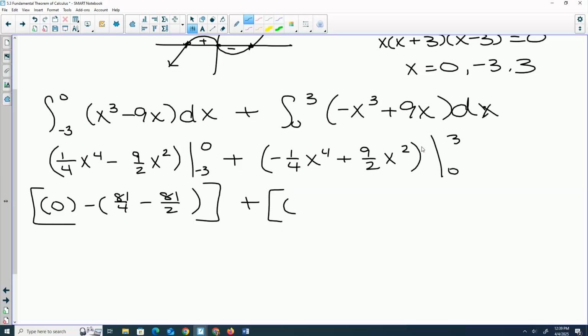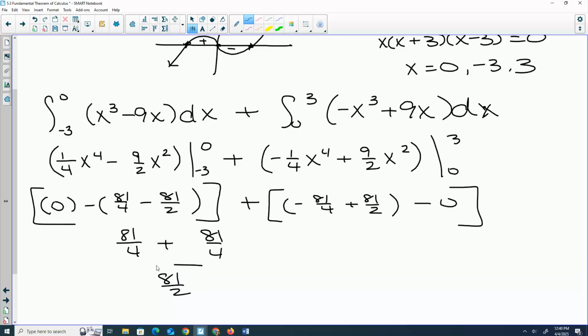If I put in my 3, and so if I do that, I get 81 over 4, 81 over 4, 81 over 2.